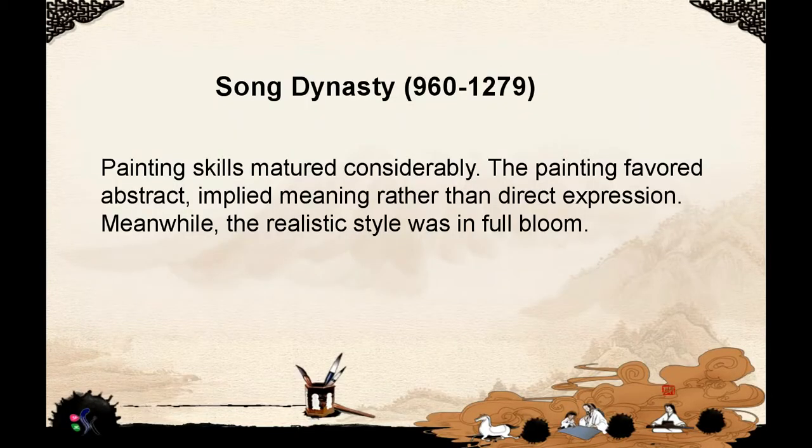In the Song Dynasty, painting skills matured considerably. The painting favored abstract and implied meaning rather than direct expression. Meanwhile, the realistic style was in full bloom. The style was somewhat conservative due to the Neo-Confucianism.